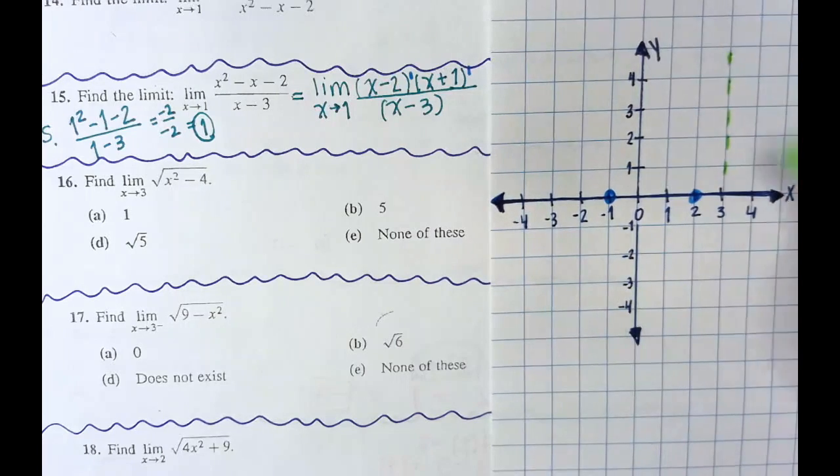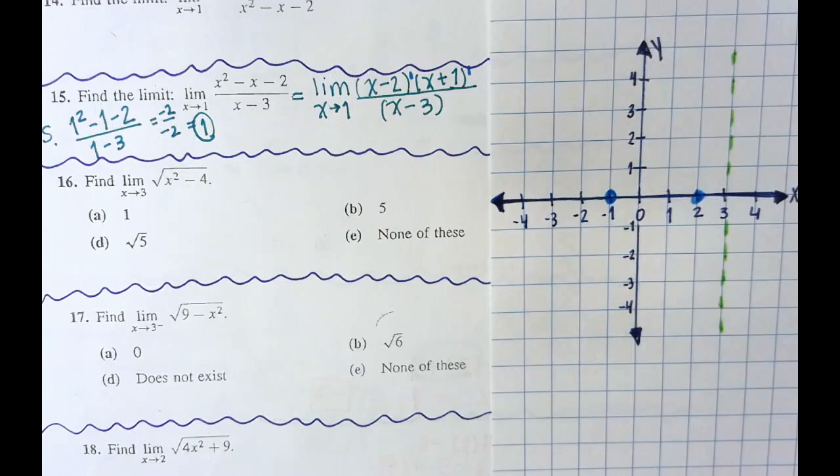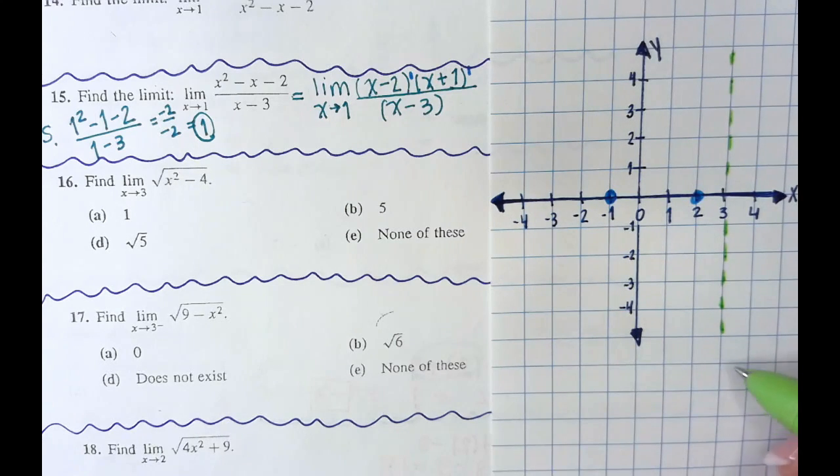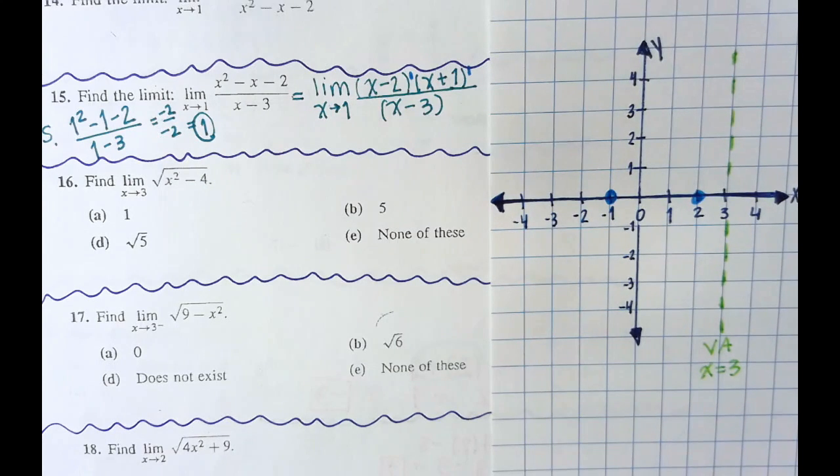It's undefined there. That is an infinite discontinuity. And in the future, in a few examples, and I mean like immediate future, like super near future, you're going to see that this vertical asymptote at x equals 3 is going to play a big role in a lot of our questions.